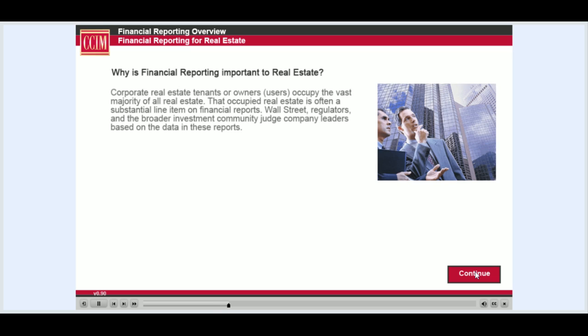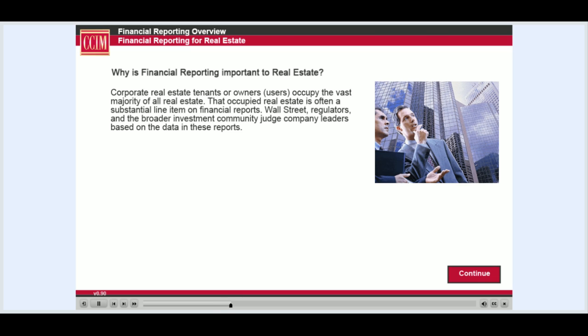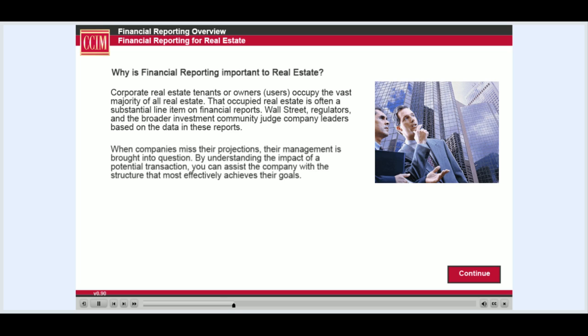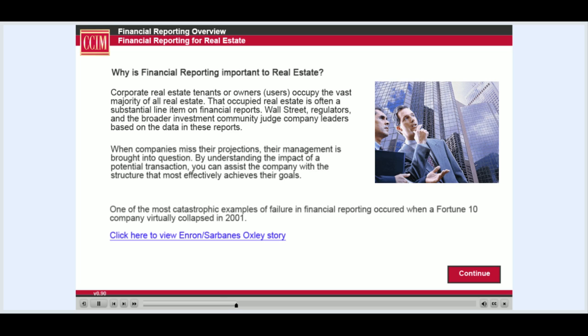Corporate users are the vast majority of real estate users, and real estate often constitutes a substantial line item on their financial reports. A valued real estate practitioner can use their understanding of the effect of real estate on financial reports to aid corporate users as they strive to meet their shareholders' earnings targets.